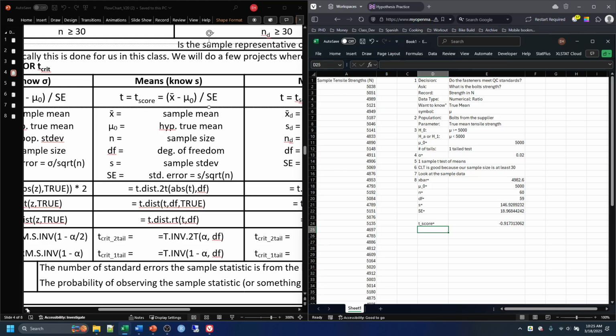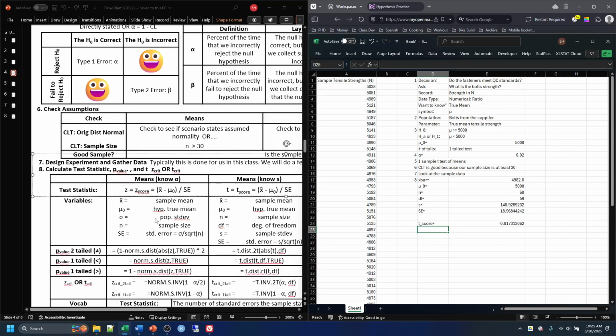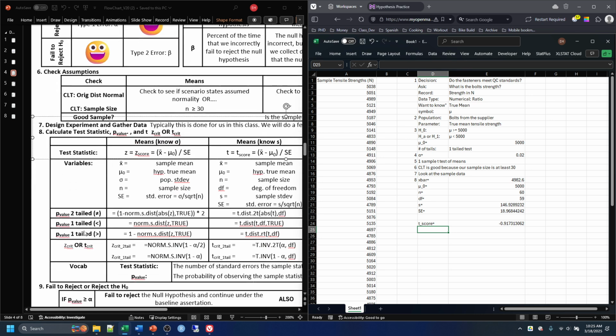Now let me scroll over and zoom back out just a little bit. When we do our p-value, we have 3 options here. Notice we have a p-value 2-tailed, 1-tailed, and 1-tailed. And we need to match up these symbols with whatever we have in our alternative hypothesis. So notice how our alternative hypothesis is less than. Here we want this p-value of 1-tailed of the less than. So just move over, and it's T.DIST of t, the degrees of freedom, and TRUE.